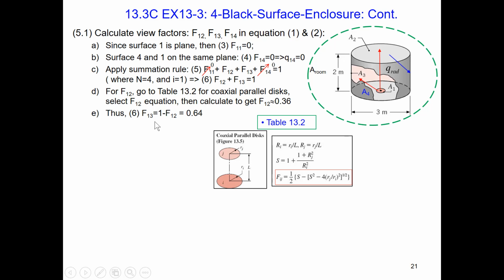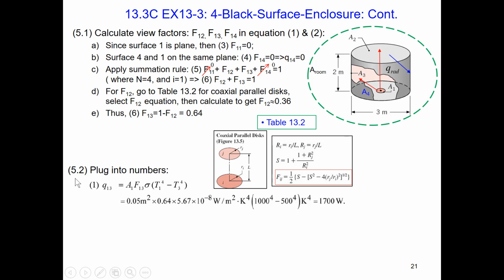E. We go to equation 6, plug in F12 to get view factor F13. Step 5.2, plug into numbers. In equation 1, this is A1, F13, sigma, temperature to the 4th power to get Q13.